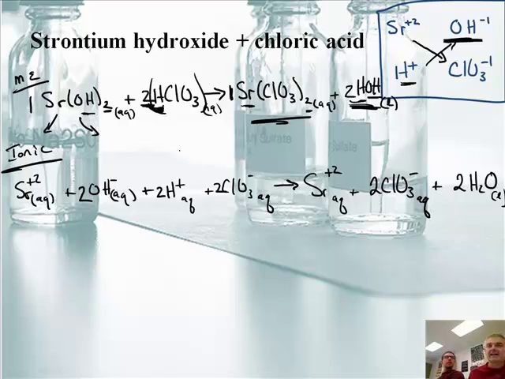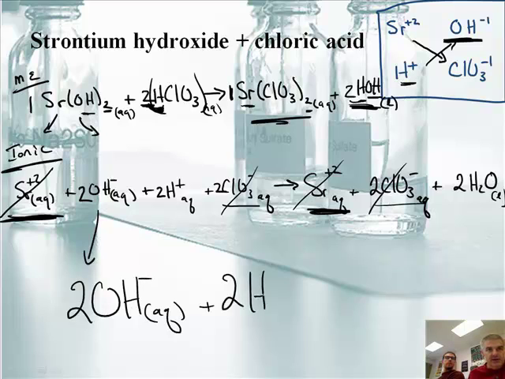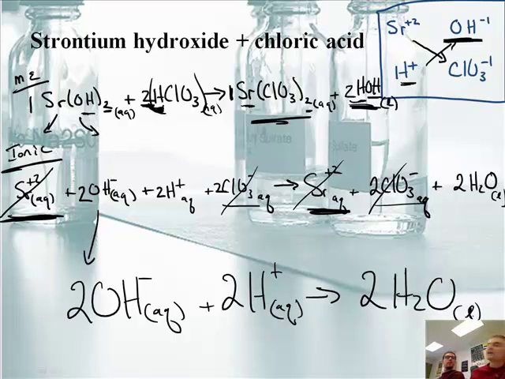Is there anything that's exactly the same on both sides? There is. Strontium ions. The strontium is the same here and here. They're both strontium ions aqueous. So they're going to cancel. And the chlorate ions. 2 chlorates, 2 chlorates, they go away. So the net ionic reaction will be 2 hydroxides aq plus 2 hydrogens aq make 2 waters liquid. Can I get rid of all those 2s since they're all 2s? Yeah, you could reduce the fraction, 1 to 1 to 1. It works too. But that's how you would do it.